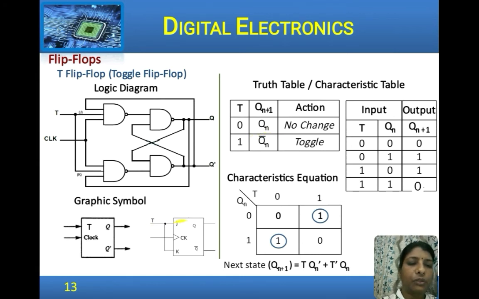If 1 is given to T, that means J is 1 and K also has a value 1, so the output toggles. Whatever is the current value, the complement of the output is available. This is the truth table, the expanded form of it is given, and from this the characteristic equation can be obtained. So Qn plus 1 is T Qn bar plus T bar Qn.